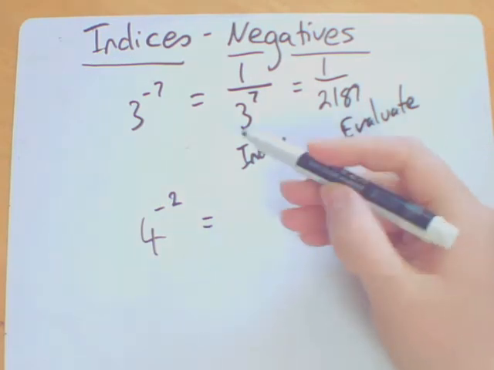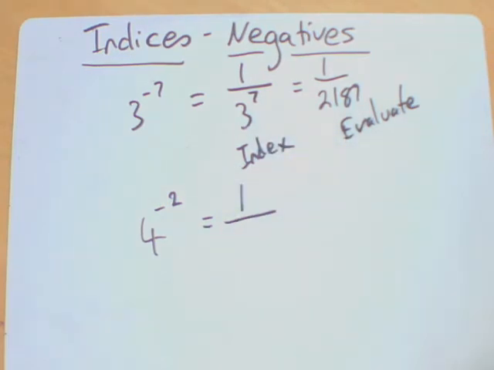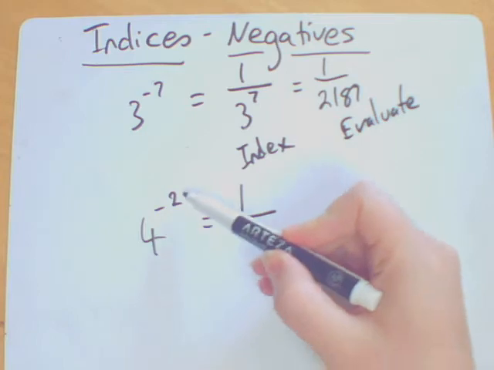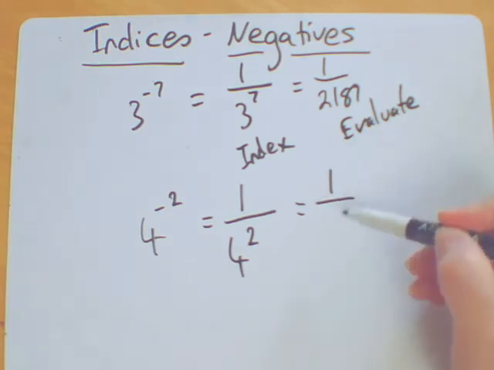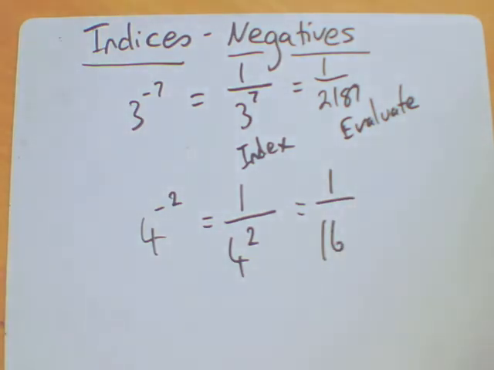Step 1, write it in its index form. So 1 over, and then 4 squared. If I want to evaluate that, that would actually become 1 over 16.